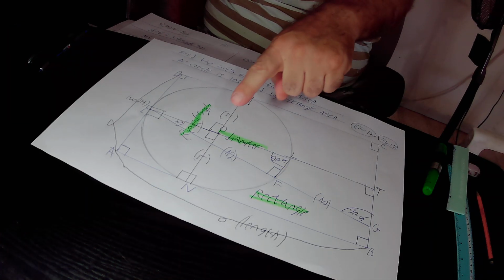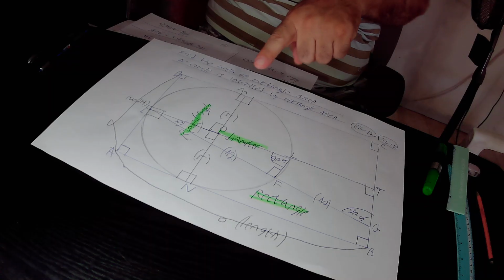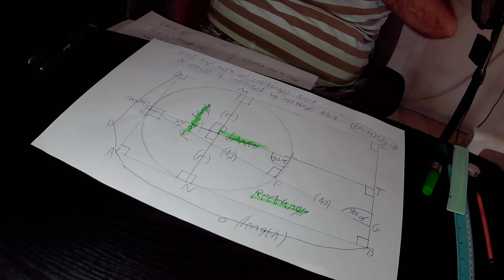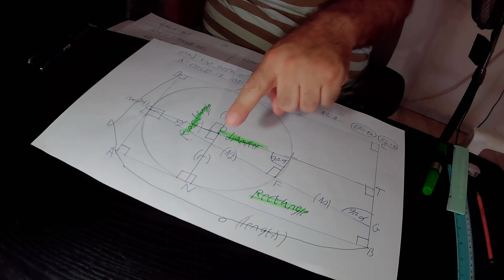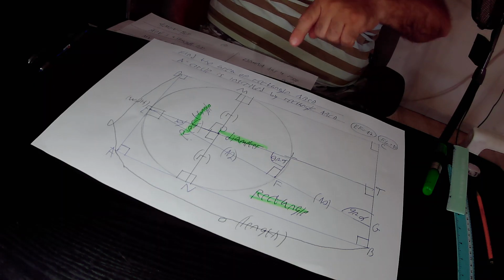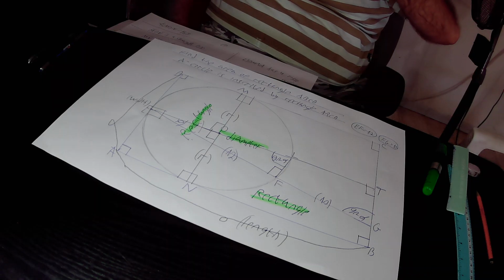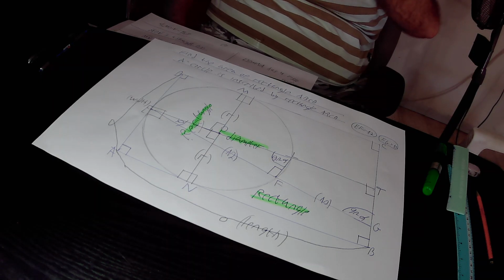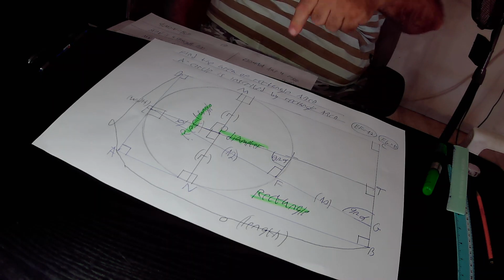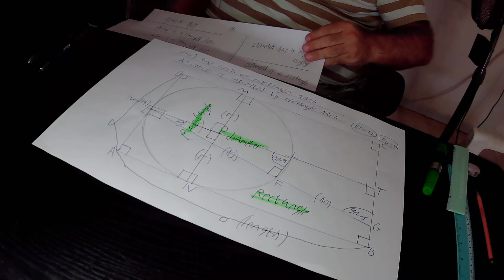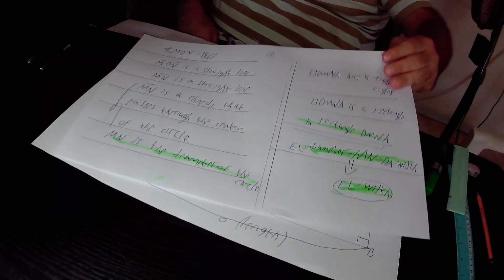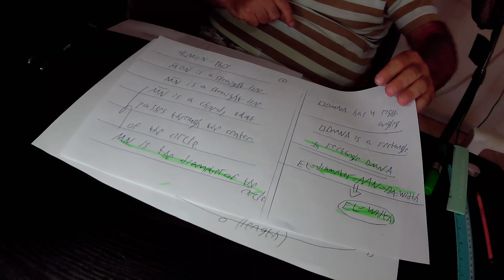MN is a straight line that touches the circle at 2 points, M and N. Therefore, MN is a chord. MN is a chord that passes through point O, the center of the circle, and we know that any chord that passes through the center of the circle must be the diameter of the circle. So we found in conclusion that MN is the diameter of the circle.